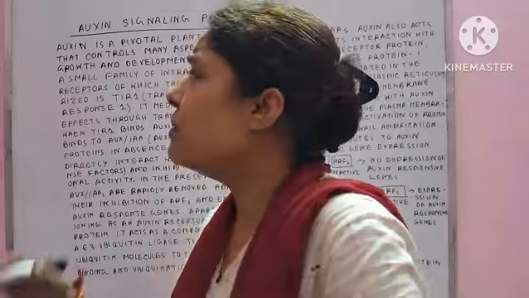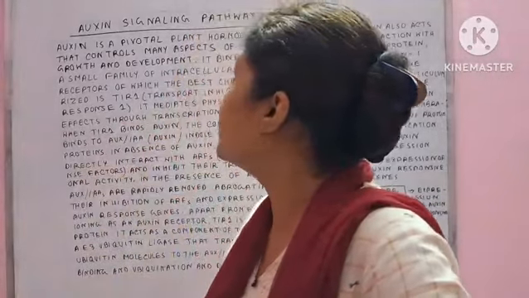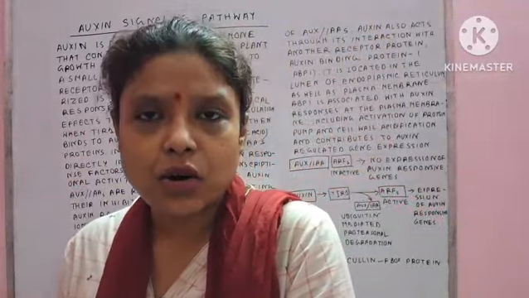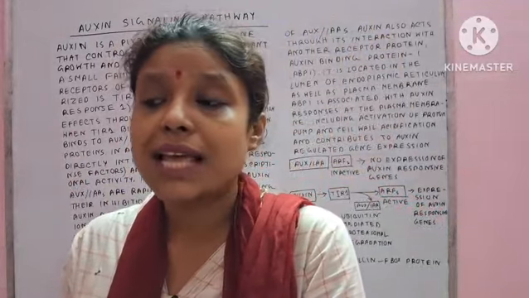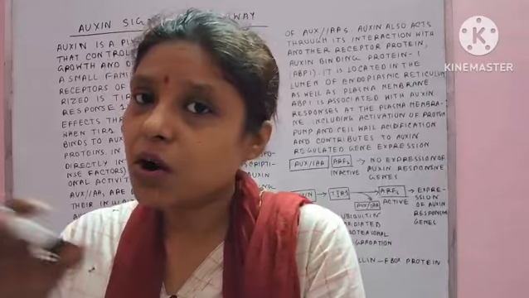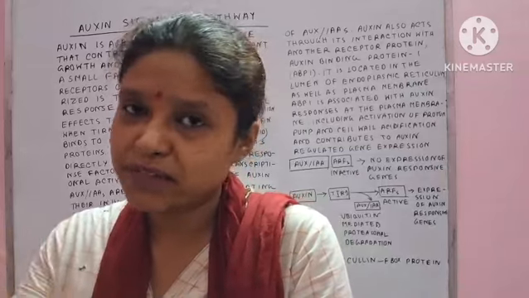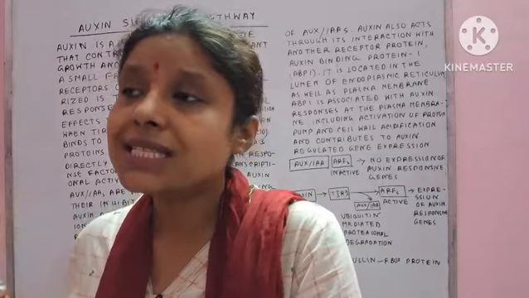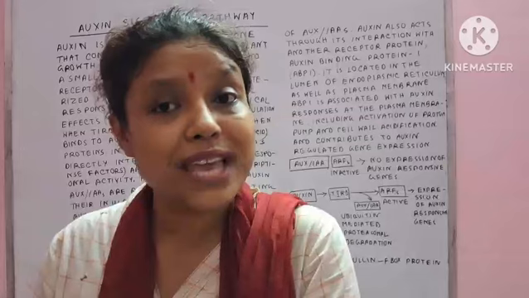So here I will try to explain the auxin signaling pathway. Auxin is one kind of plant hormone, and the biosynthesis and the functions of auxin are already explained in the previous videos. So you just check them out from my channel, and this is the signaling pathway I will try to explain.